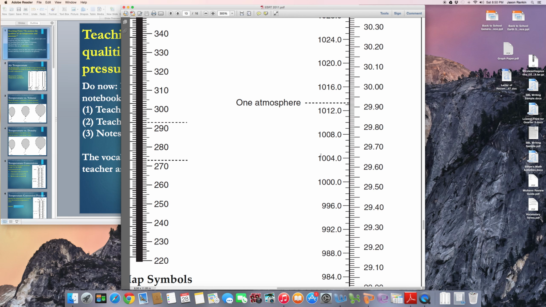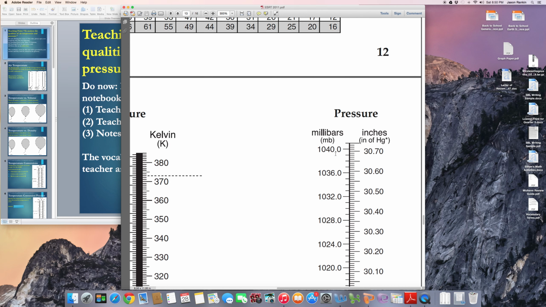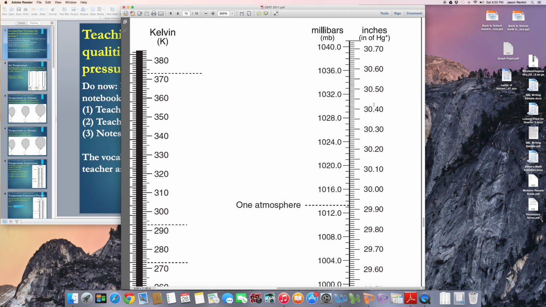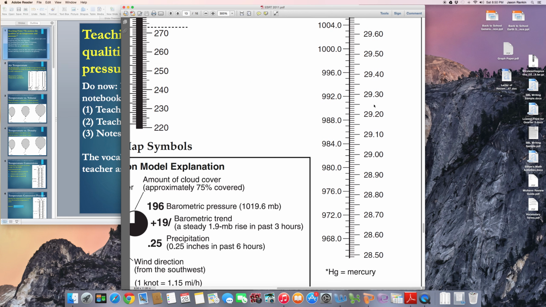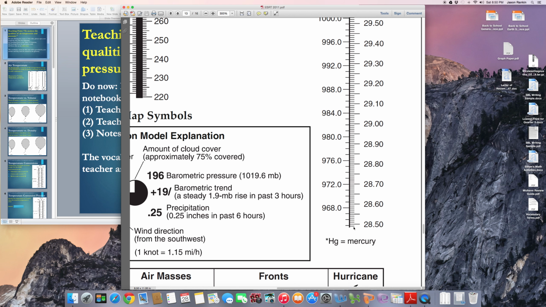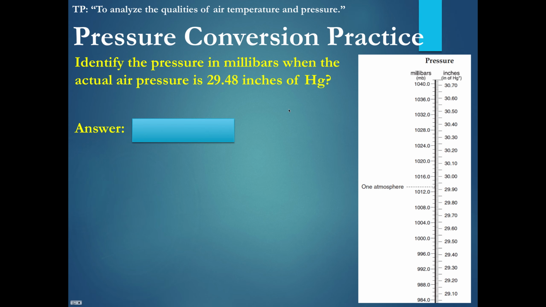All right, so let's go to our pressure conversion. Notice on the left-hand side it's in millibars, MB. Each line is worth 1. On the right side we have inches of Hg. Each line here is worth 0.01. If you go to the bottom of the same conversion, they tell you that Hg is also mercury. All right, so we want to find 29.48.